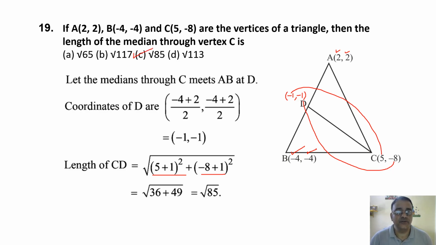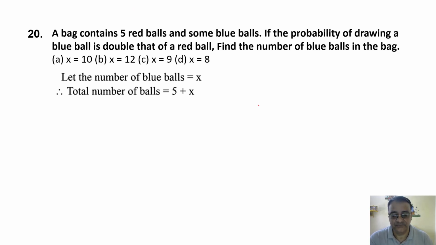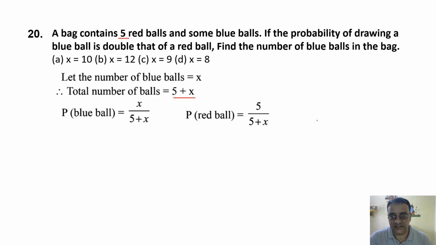Now we are moving toward question number 20. A bag contains 5 red balls and some blue balls. If the probability of drawing a blue ball is double that of a red ball, find the number of blue balls in the bag. So let the number of blue balls be x and the total number of balls will be 5 plus x, and the probability of a blue ball is x upon 5 plus x, and the probability of a red ball is 5 upon 5 plus x. This is clear?